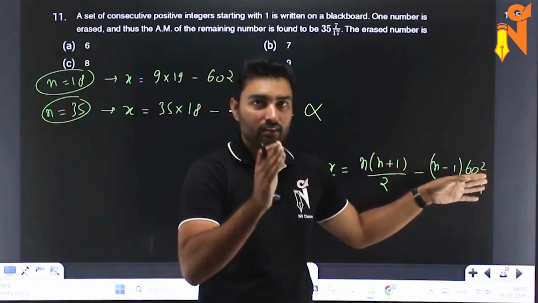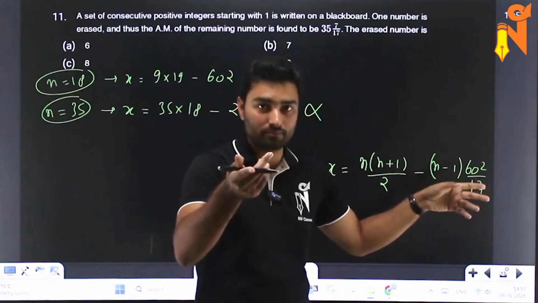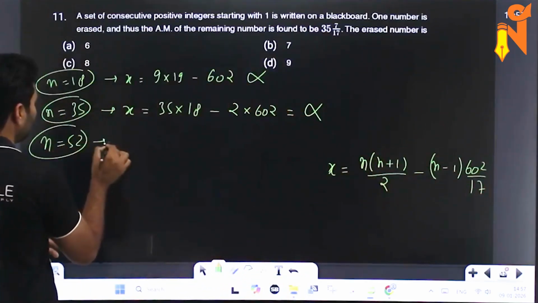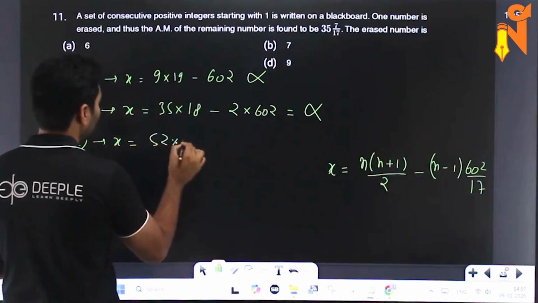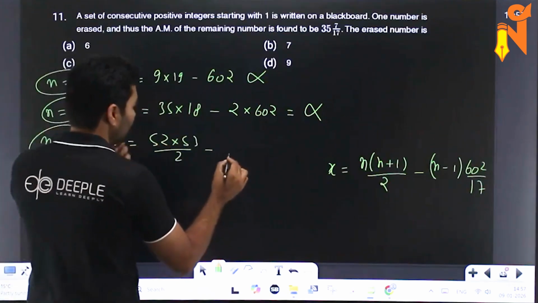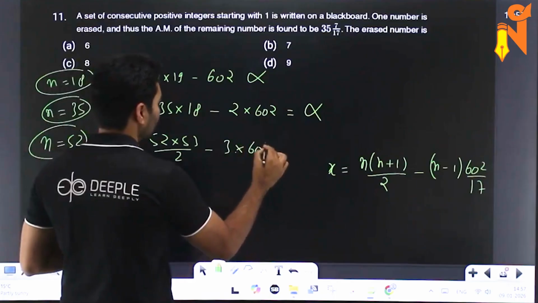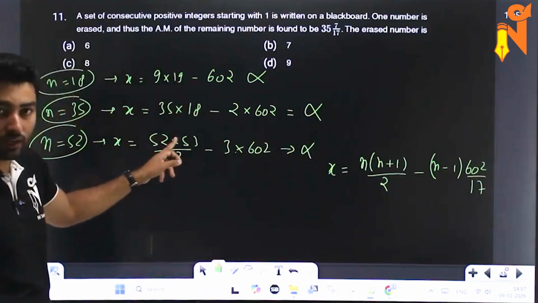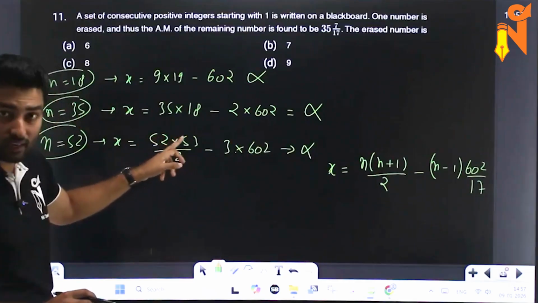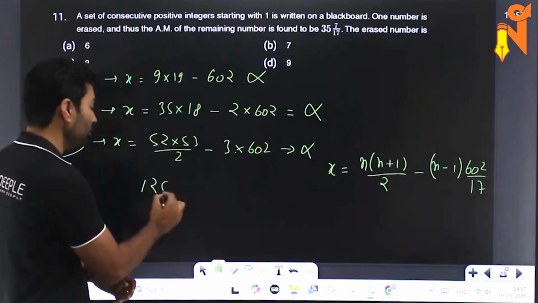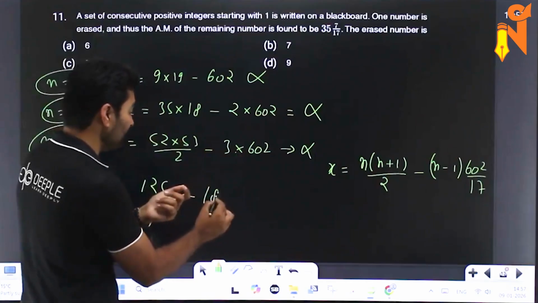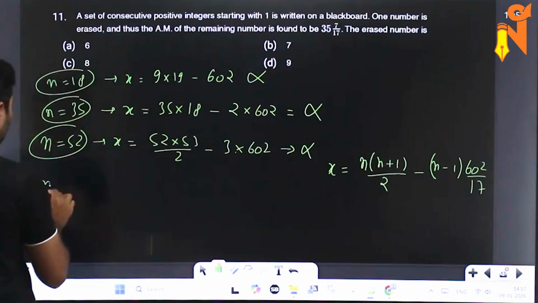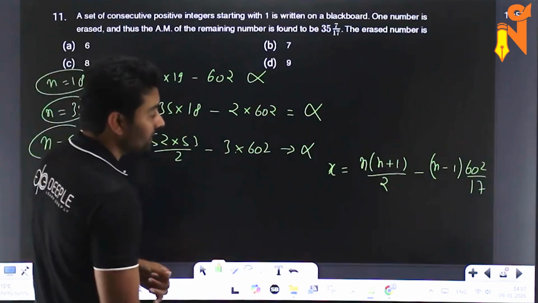So 17 done, 34 done, 51. So n should be equal to 52. If I take n as 52, in this condition, x will be equal to 52 into 53 by 2, minus 3 into 602. So this is also wrong. You can check here. This is almost 2500, by 2 almost 1250, minus this is almost 1800, obviously wrong.